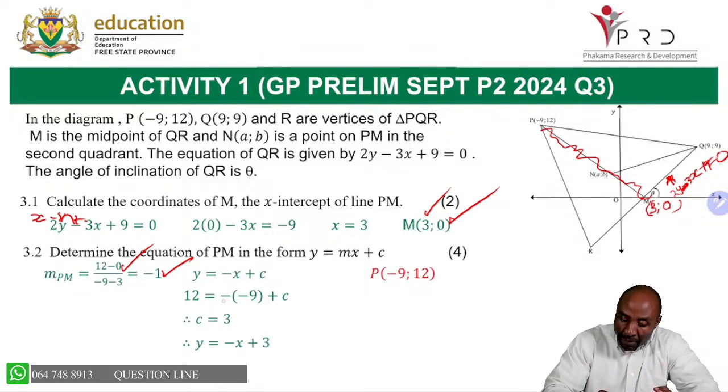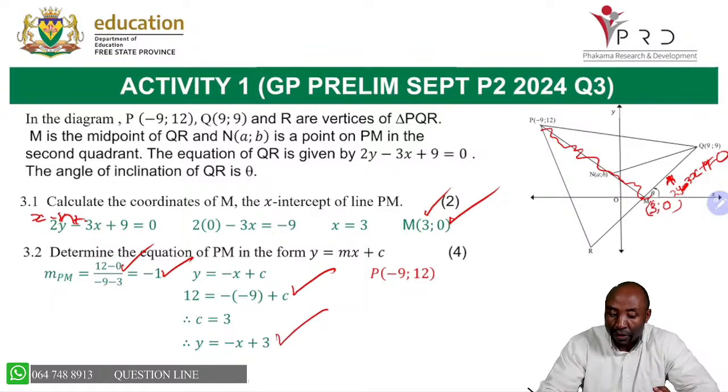So you'll get a mark for substituting the gradient and the coordinates of a point. Remember, you can also use the coordinates of M, which are 3 and 0. It should give you the same equation. We get the equation, and that gives us the 4th mark there. We move on.